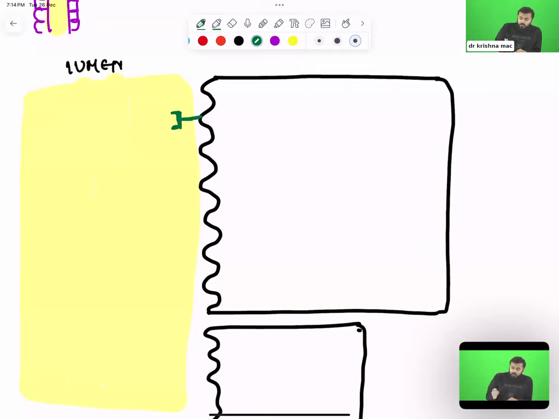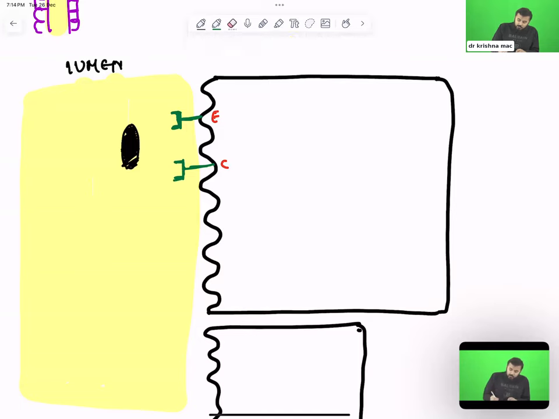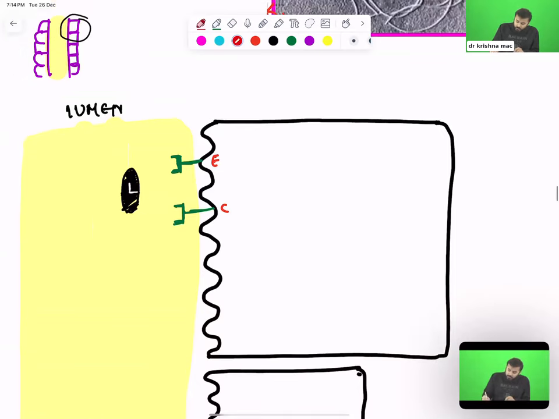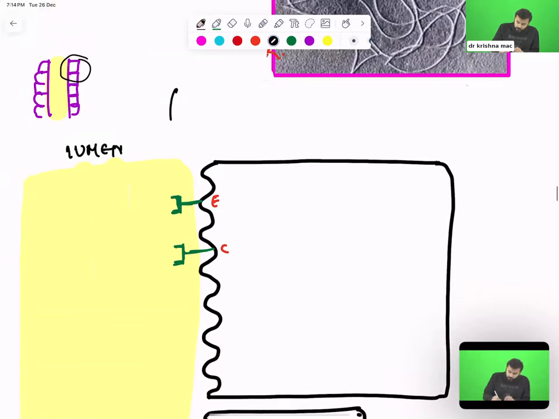Luminal side, because it is toward the lumen. There are two important receptors over here. What are those two important receptors? This is called receptor E. Another one is called receptor C. Now you have taken listeria inside. Now very nicely, the listeria is here. And this particular listeria has two important antigens or two important proteins on its surface. This is the listeria over here. One protein is over here, and this is another protein over here.